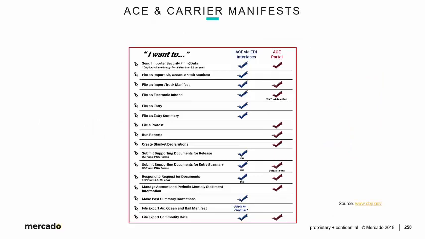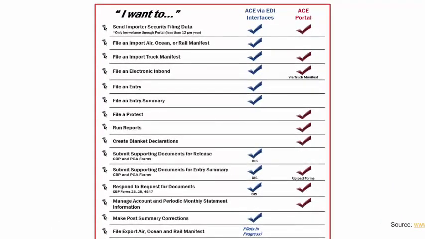We've seen this slide from the CBP website a couple of times, and it tells us what activities can be executed upon directly through the ACE portal we see on the right, and also into ACE via these EDI interfaces, electronic messages coming from multiple sources into ACE. Needless to say, in this case, we're interested in the manifest component. If we look and see, second down, right from the top, file and import air, ocean, or rail manifest. That's going to get into ACE via an EDI interface.